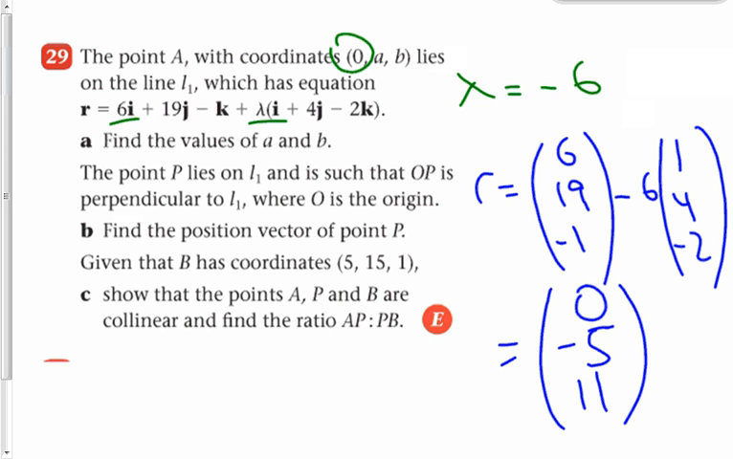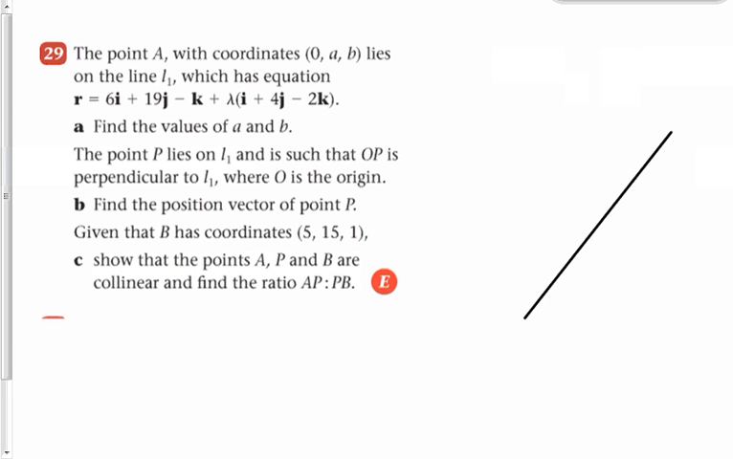So part B says the point P lies on L1 and is such that OP is perpendicular to L1, where O is the origin. Okay, so if I have a line here, and let's say this is the point P, which lies on the line L1, and let's say the origin was here. Now we know that OP is perpendicular to L1. Does that make sense?